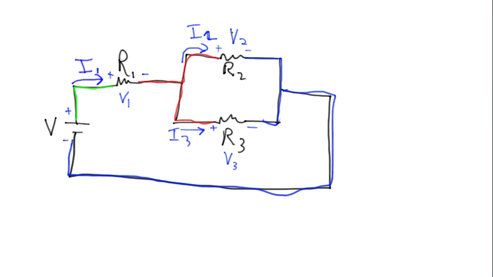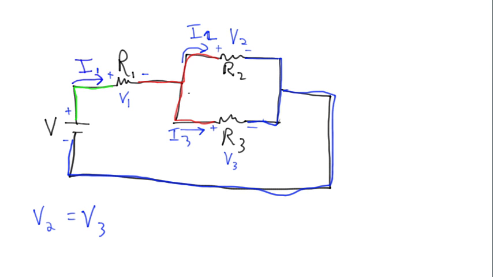V2 is the potential difference between the red conductor and the blue conductor. V3 is the potential difference between the red conductor and the blue conductor, the same 2 conductors. This whole conductor is at one value of potential, this whole red conductor is at another value of potential, and it doesn't matter whether you sample the potential difference here, where you would naturally call it V2, or here, where you would call it V3. We have V2 is equal to V3.